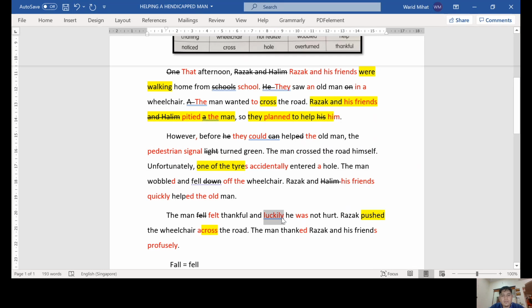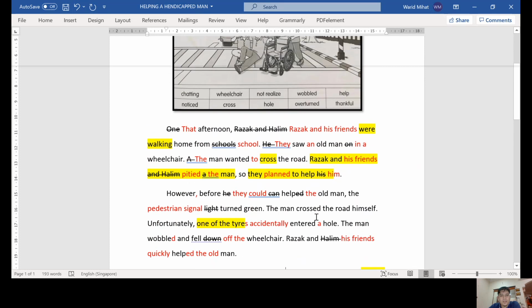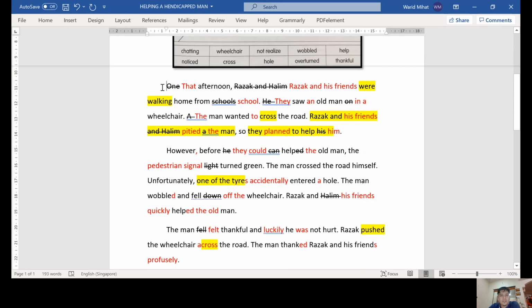Okay. So the man felt thankful and luckily he was not hurt. Okay, good. So Raza pushed the wheelchair across the road. The man thanked Raza and his friend profusely. Okay. So, kalau I clean up balik this story. Okay, so I'm going to clean this.